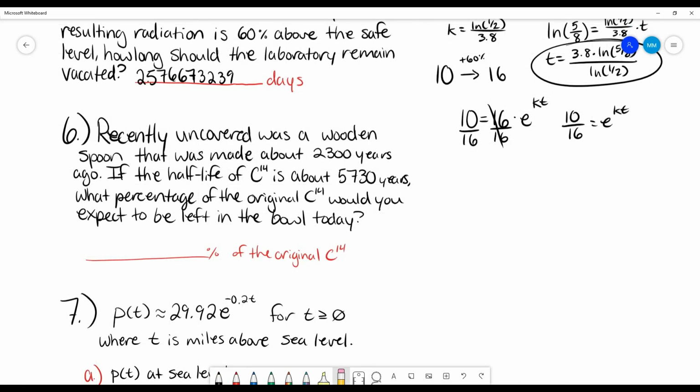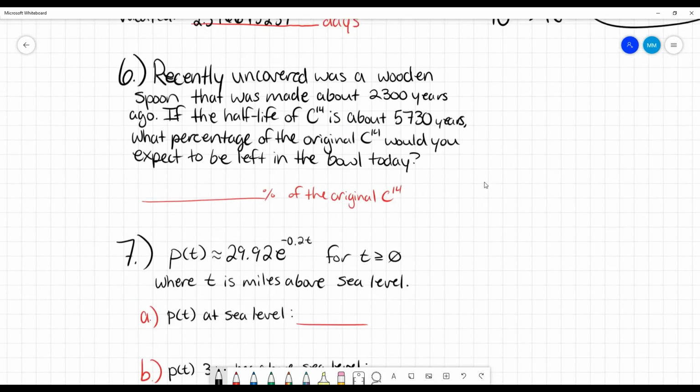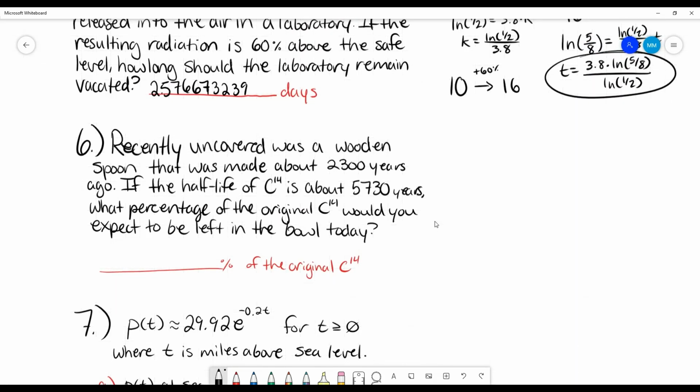Let's take a look at this next bit. It's a lot of questions with this formula. Luckily, I think after number 7 here, we move on from that. So let's take a look at number 6 and work through it. It says, recently uncovered was a wooden spoon that was made about 2,300 years ago. If the half-life of this carbon element is about 5,730 years, what percentage of the original carbon would you expect to be left in the bowl today? I think it's carbon 14. I'm terrible at science. I don't remember anything chemistry related.